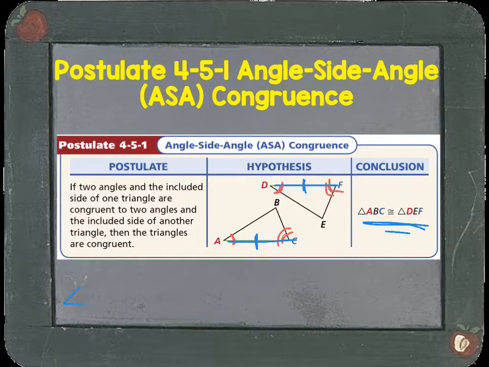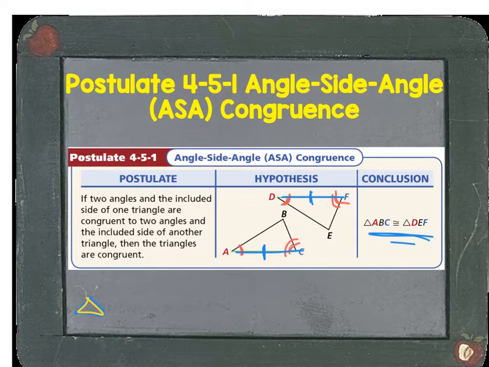So because you said A, B, C, I went the longest side to the shortest side. I have to go in the same order on the other one. Longest side, which is DE, to shortest side, which is EF.